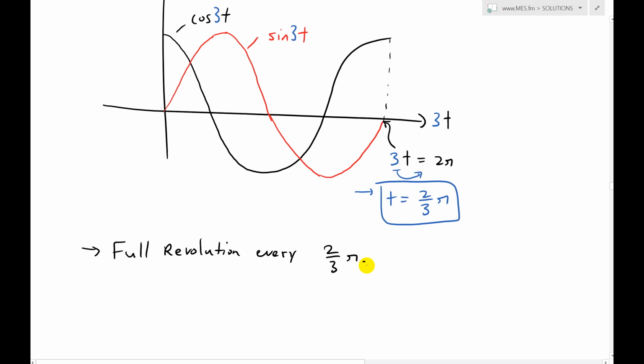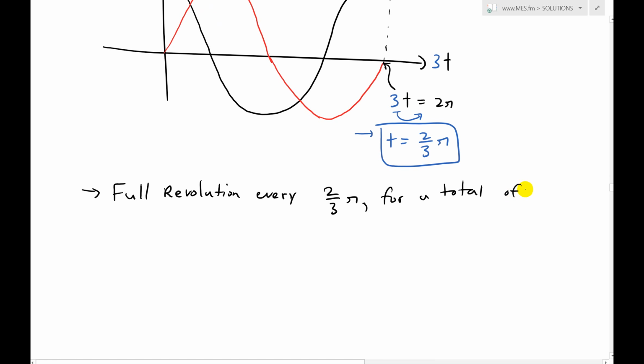And then for a total, because t is between 0 and 2 pi, for a total of 3 times 2 over 3 pi, and then those cancel. This equals 2 pi. So in other words, for a total of 3 revolutions. So it does eventually make this exact same curve.